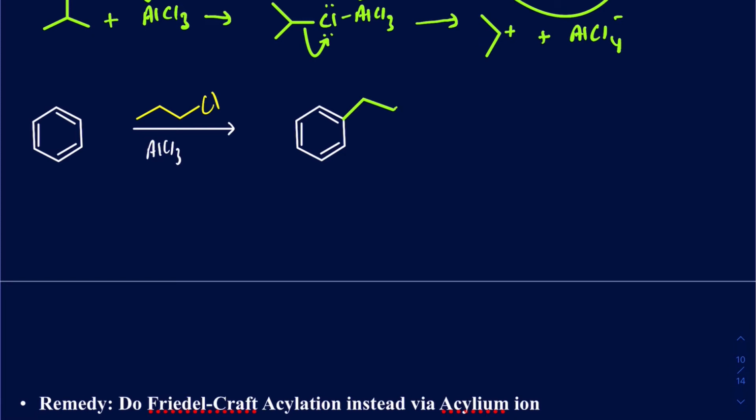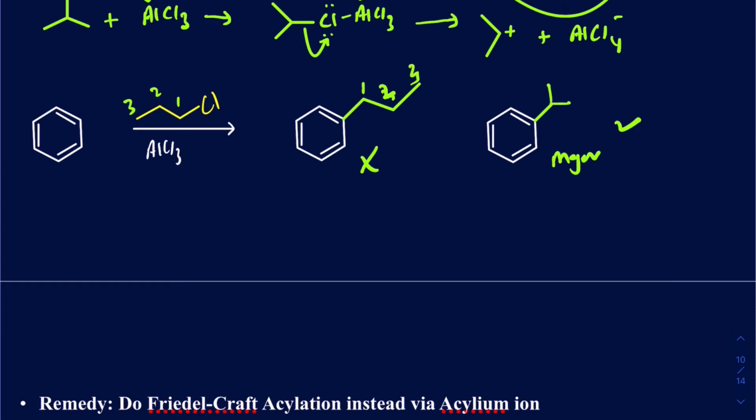So 1, 2, 3 carbons. Keep track of your carbons. 1, 2, 3. 1, 2, 3. But instead, I'm not really going to get that, but your major product is rather going to be this guy. So that would be your major product.